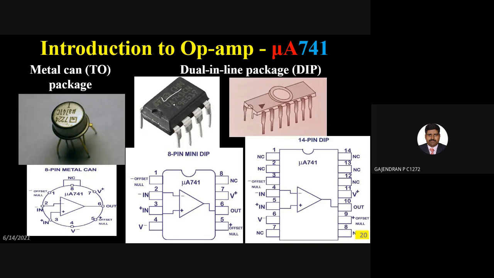What about the next one? Is that again DIP or metal can package? On the right hand side, it indicates the DIP package. What is the difference between the middle one and the right hand side one? Is there any difference? More number of pins. It is available as a 14 pin DIP. Okay, 14 pins you are able to see. Correct?